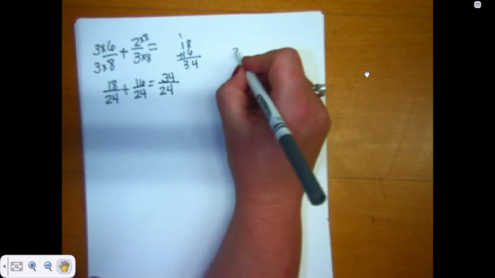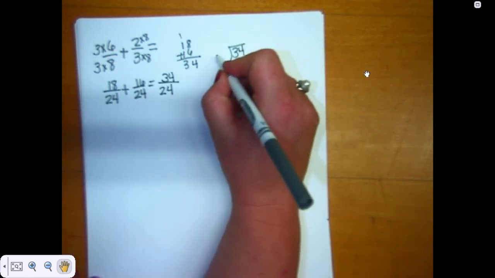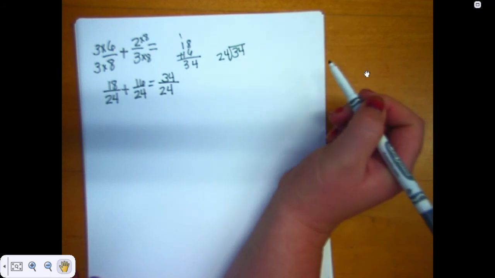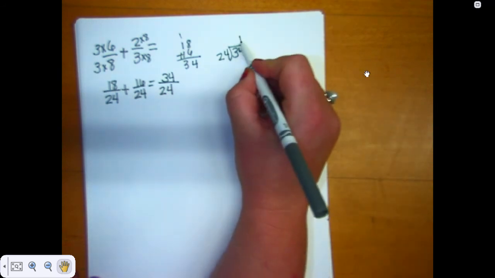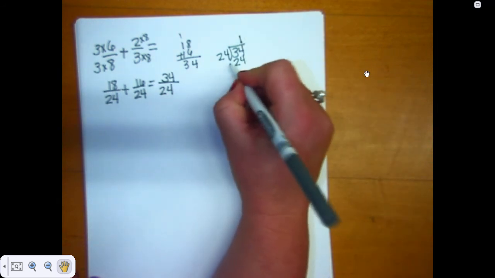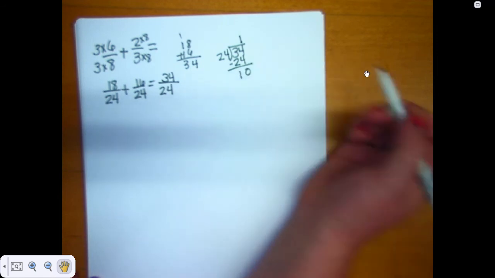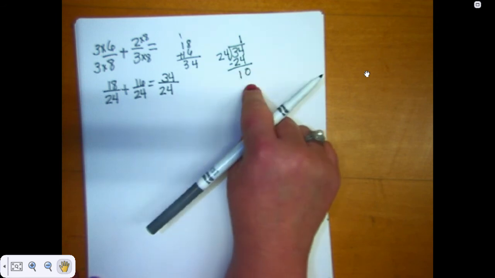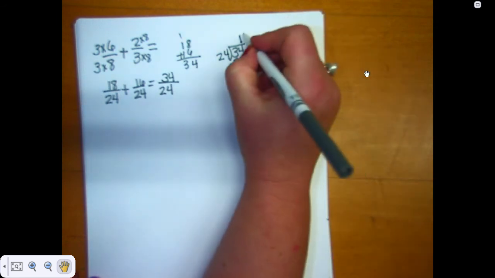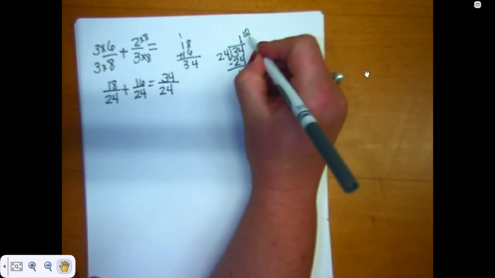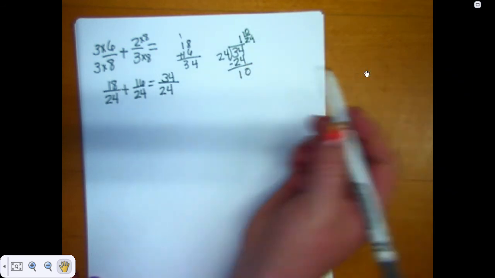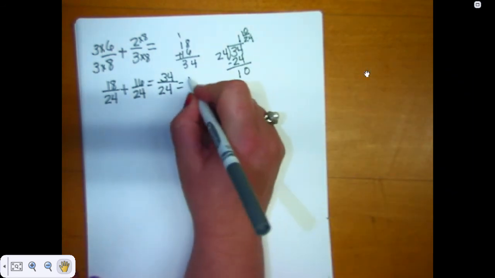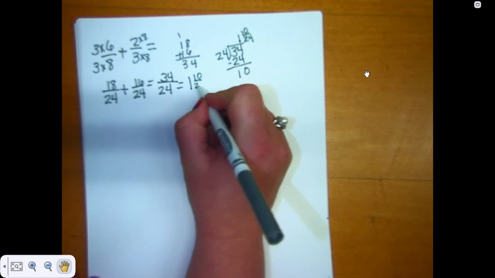And I know that I cannot keep that improper fraction, so I am going to divide 34 by 24. I know that 24 will go into 34 one time. And I'm left with 10. 10 is less than 24. I'm not going to write remainder 10. I'm going to write 10 over 24. So I can reduce that to 1 and 10/24.